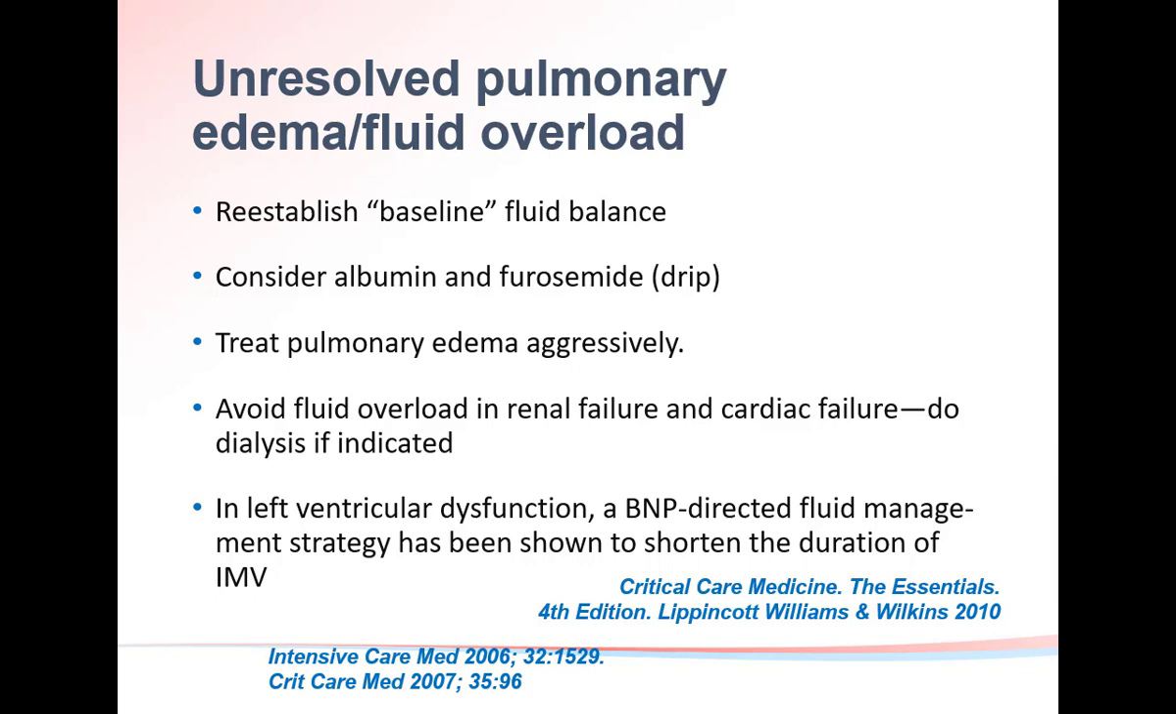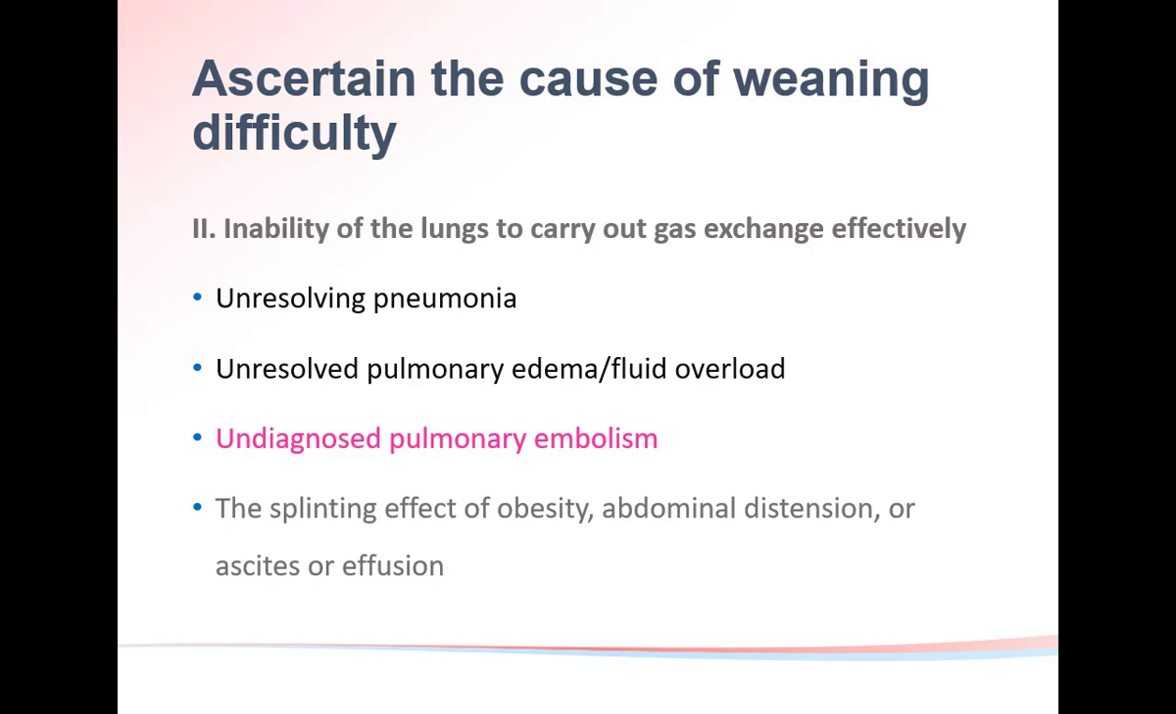And do dialysis if you feel this is the reason and he's not producing enough urine and creatinine is high. Then you do one or two dialysis sessions and you will find you are able to wean the patient. In left ventricular dysfunction, do an NT-proBNP, and if you find it is high, make the patient negative. Then undiagnosed pulmonary embolism, also always keep in mind when the patient is very dyspneic and you're not able to wean.